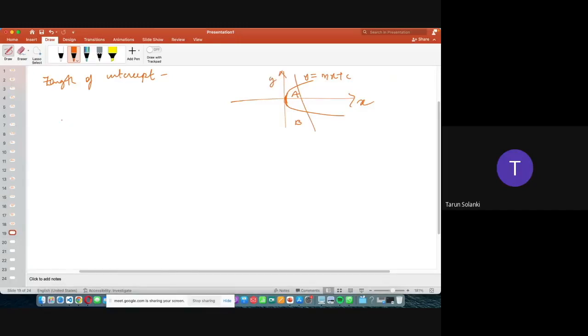So the length of intercept made by the line y equals mx plus c on the parabola y square equals 4ax will be AB is 4 by m square under root of a (1 plus m square)(a minus m into c). So this is your length of intercept, and m stands for your slope.